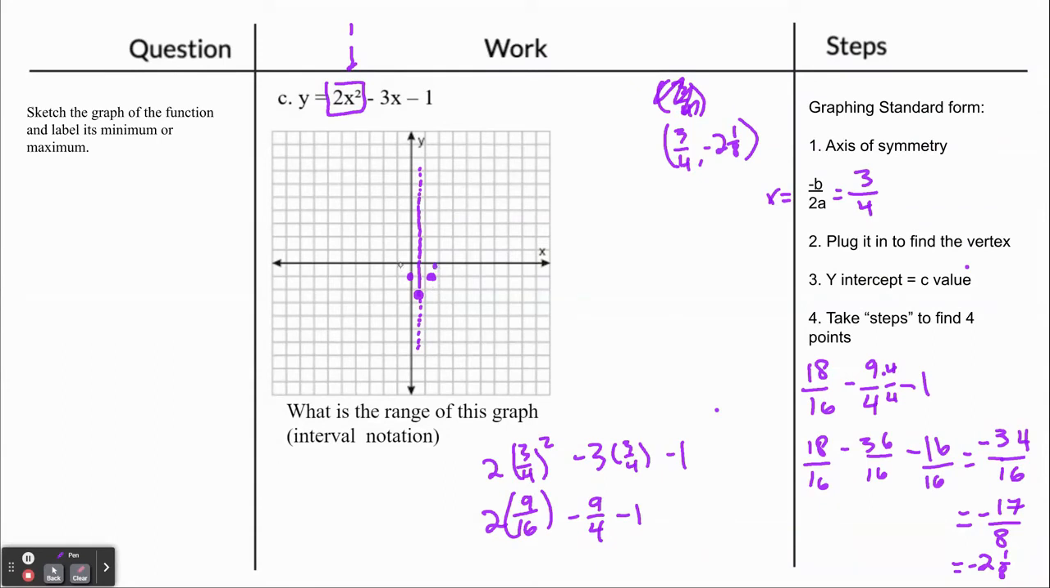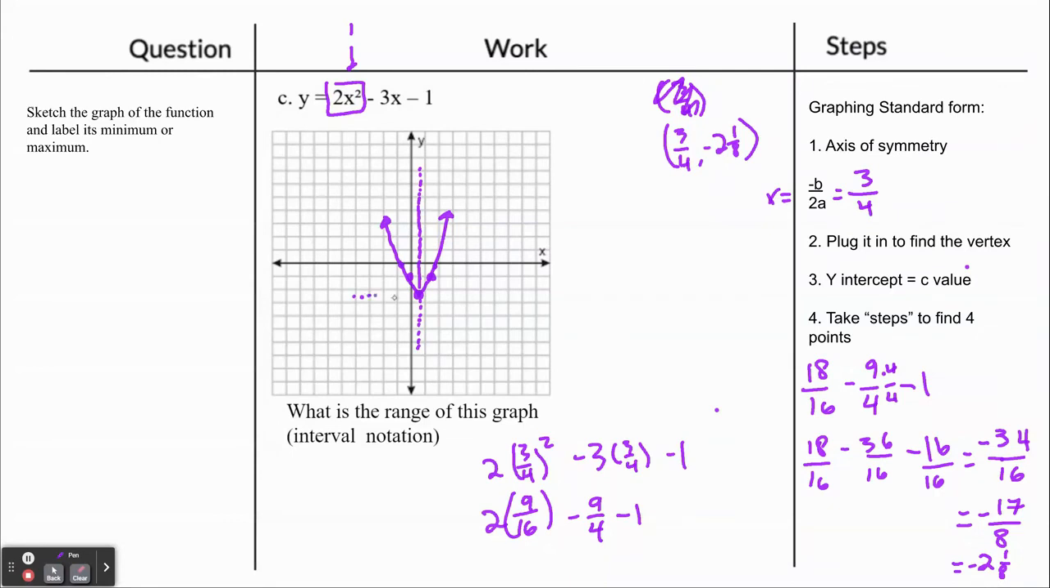And again, same idea over here. If we go over 1, I'm going to go up 1 and 2. And that's going to give me my general vibe here. I have 5 points. So there's my parabola. And now if we look at this here, we're asked to label the minimum and maximum.